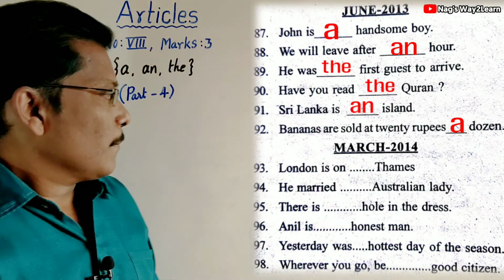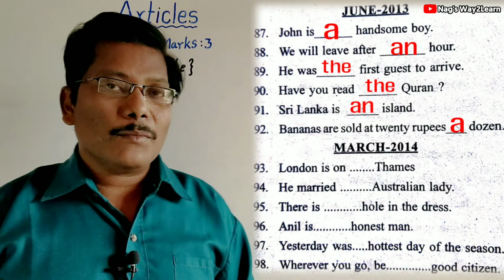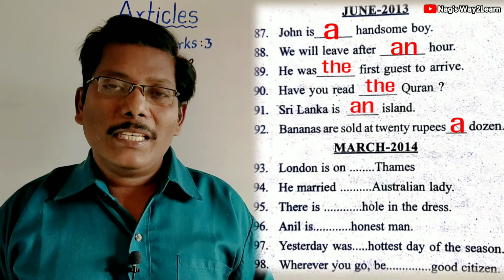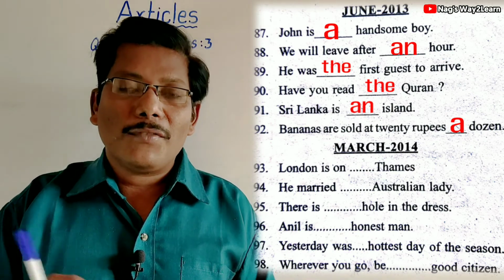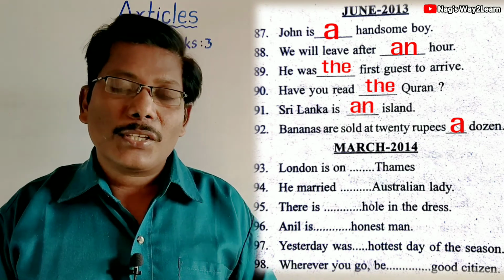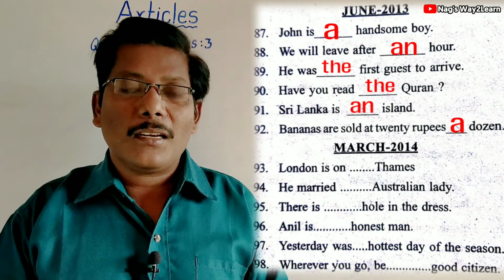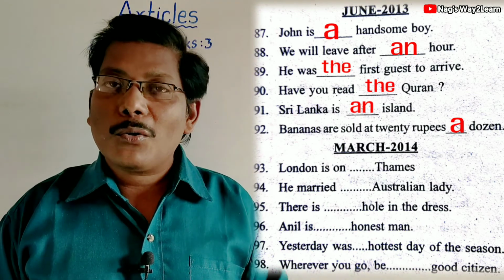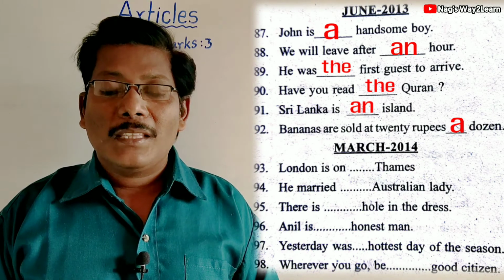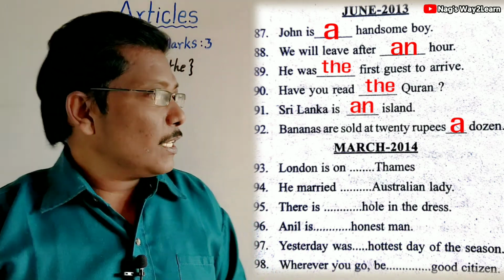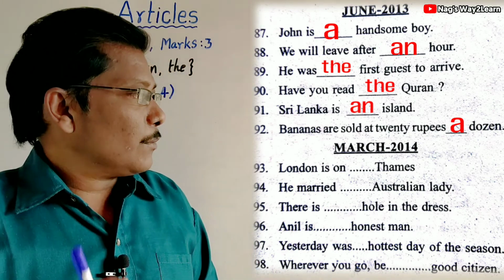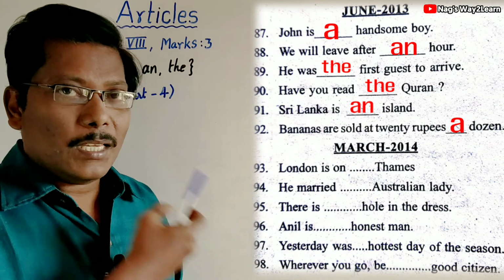So next one is London is on dash Thames. Here Thames is the name of a river, and I already told you that before the names of rivers and oceans we must use the definite article the, just like the Godavari, the Krishna, the Ganga, the Pacific Ocean, the Atlantic Ocean. So here Thames is the name of a river. Therefore, the Thames. London is on the Thames.